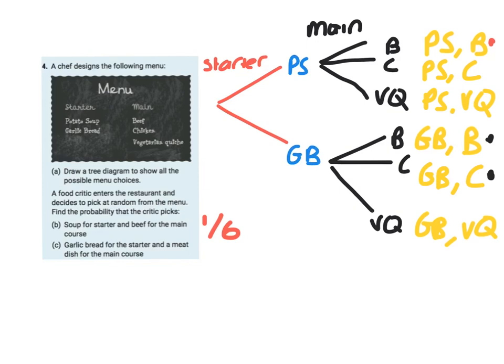So the number of outcomes that have garlic bread for the starter and a meat dish for the main course is 2. Garlic bread and beef and garlic bread and chicken, okay? And we know the total number of outcomes is 6. So probability is going to be 2 over 6, which simplifies to 1 over 3.